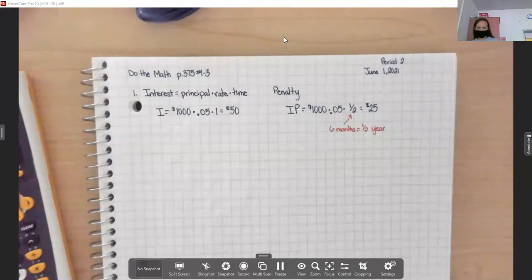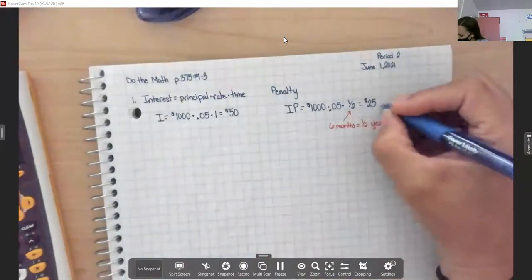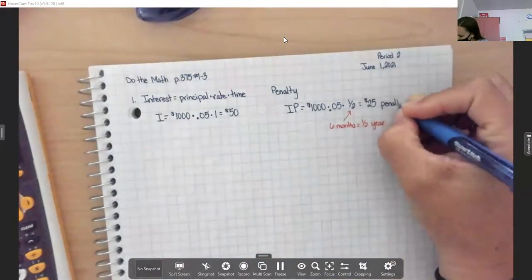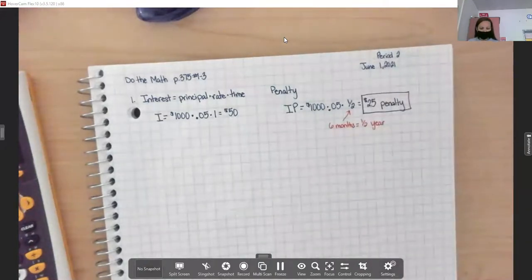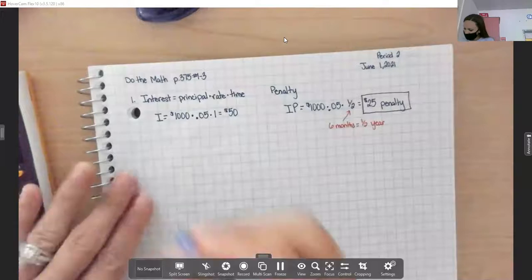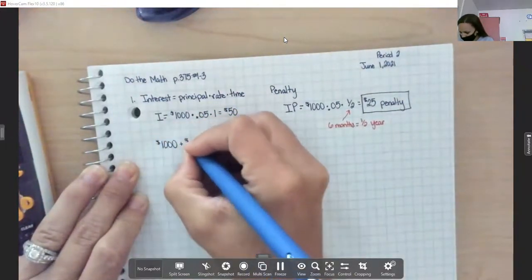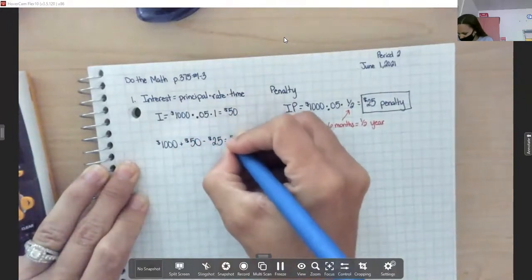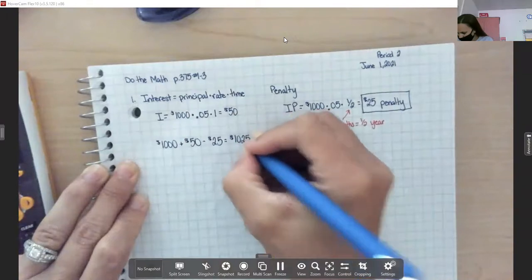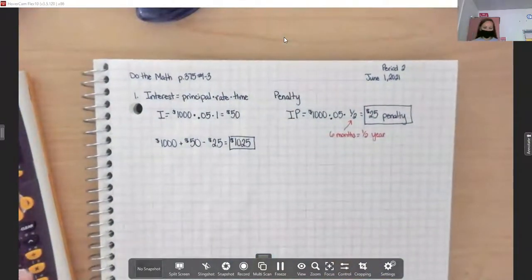So the question had two parts. What penalty will you pay? So this is a $25 penalty. And then how much money will you get? So you will get your $1,000 plus the $50 in interest minus the $25 penalty. So you will get $1,025.